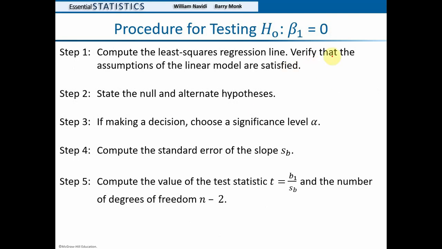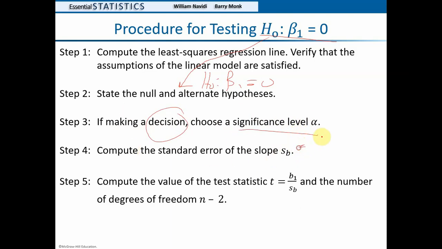So compute the least squares regression line, verify that the assumptions of the linear model are satisfied, state the null and alternate. This is always going to be H0. If beta 1 is equal to 0, there is no relationship between these two. Okay. If I'm going to do this, choose a significance level to make a decision. I always have to have some significance level. Compute the standard error of the slope.